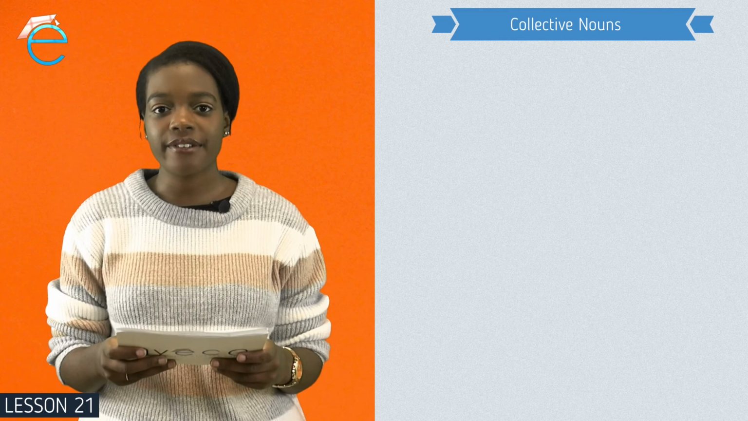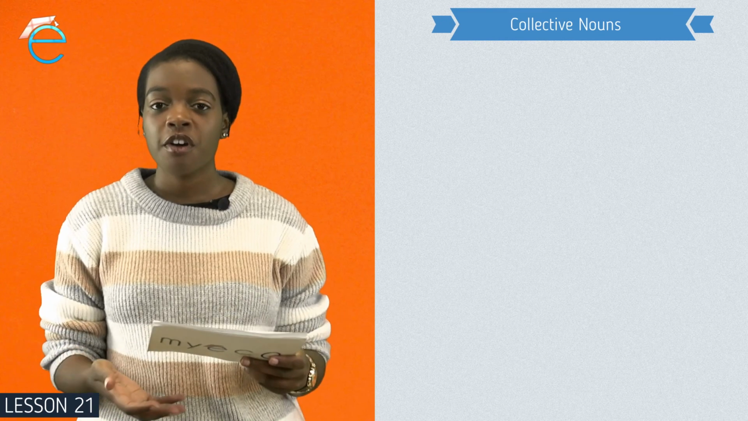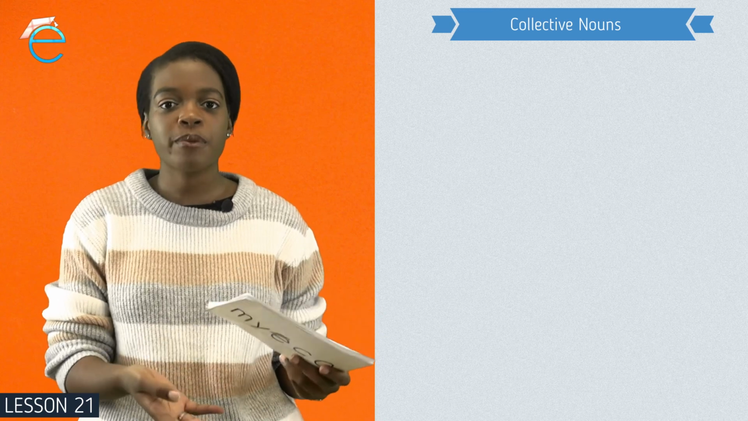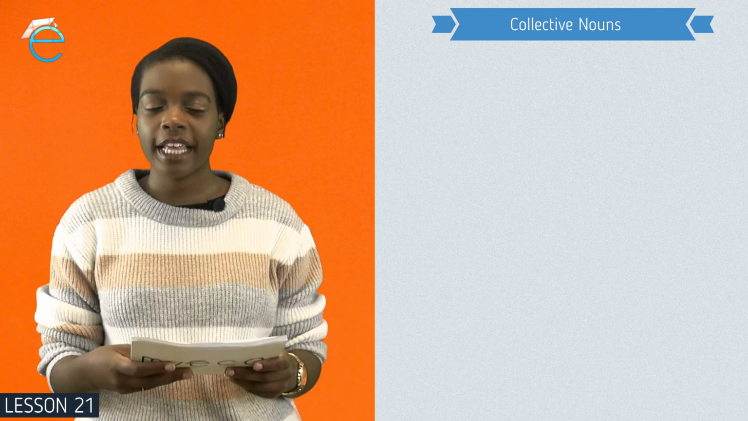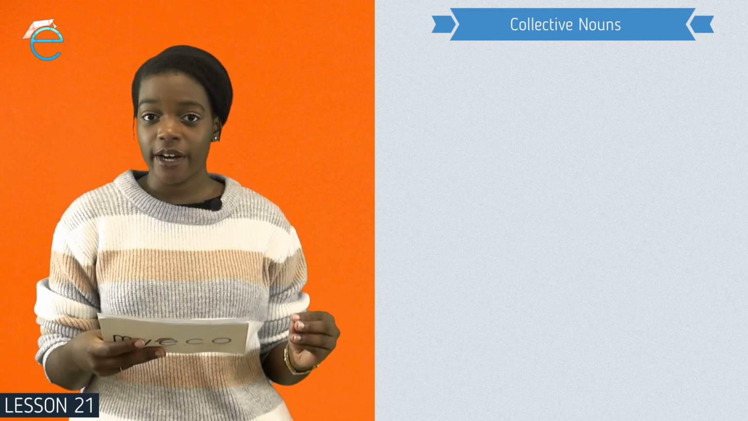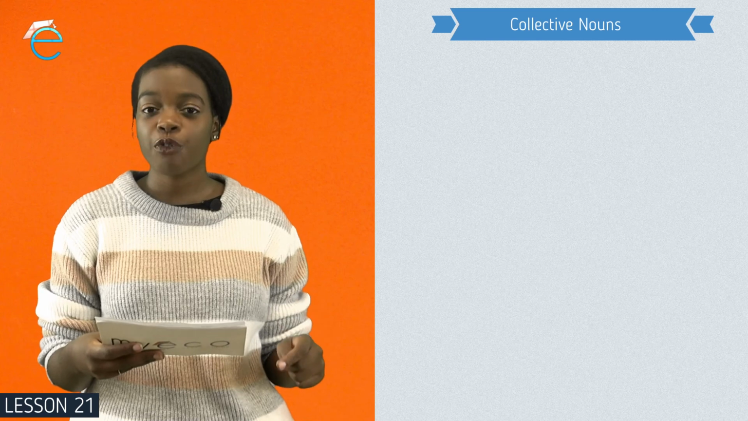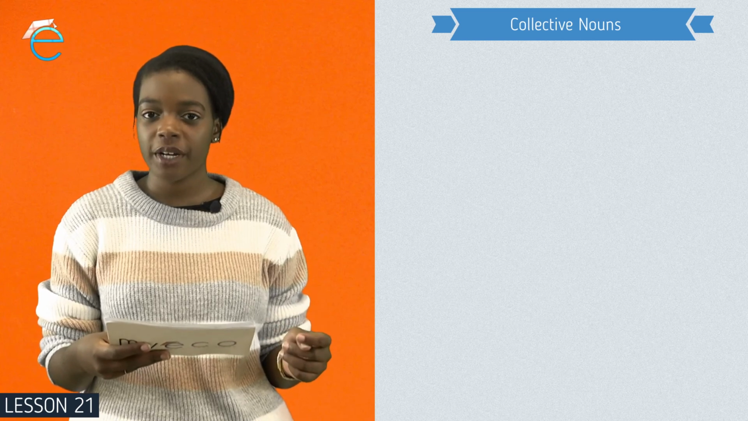Okay, so next we're going to have a quick look at collective nouns. Collective nouns are the names that we use for groups of people or groups of things. Let's have a look at them in an example. When it comes to using collective nouns, we're either going to use it or they, and there's a special formula to know when to use each one.